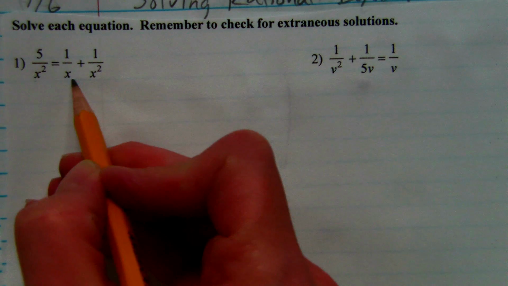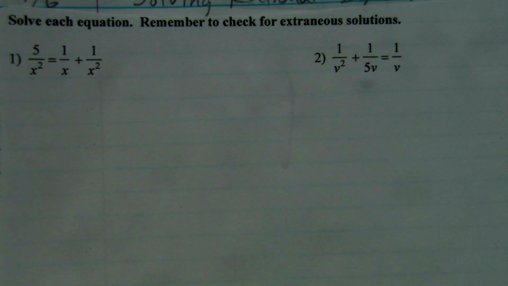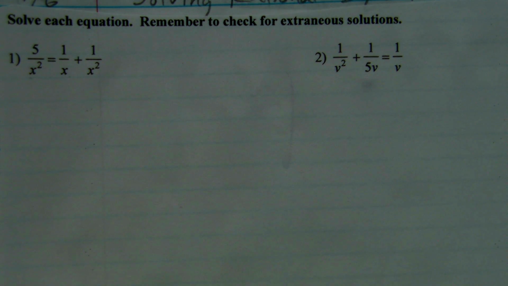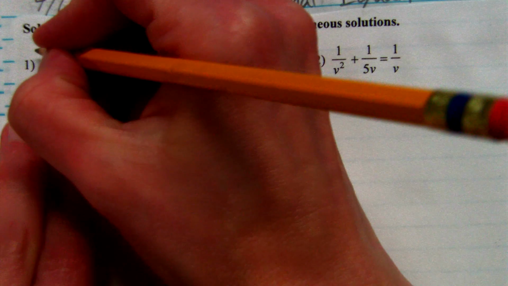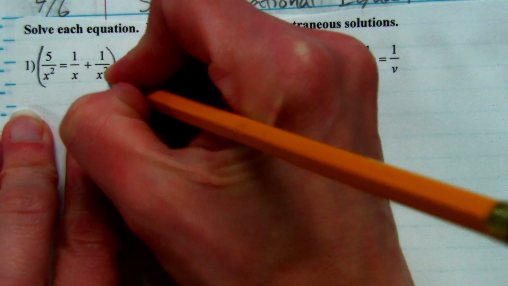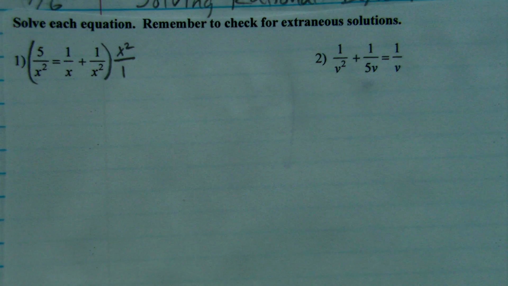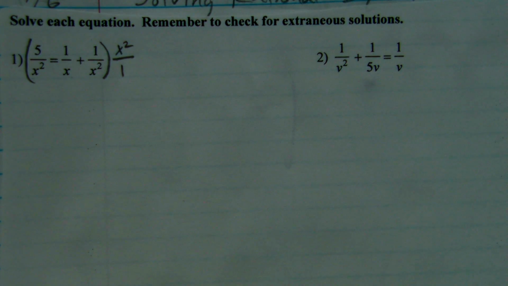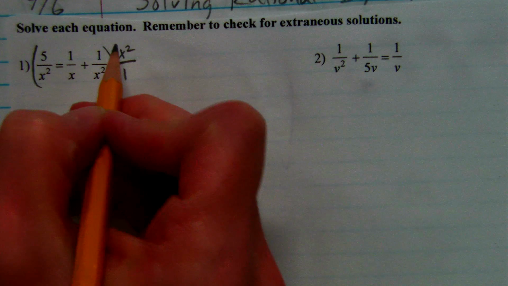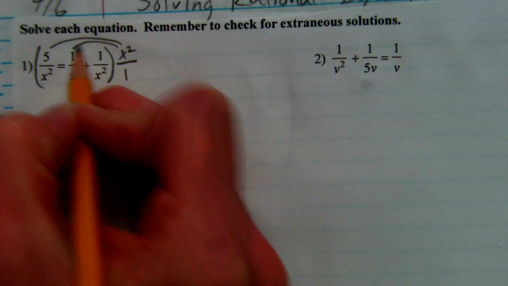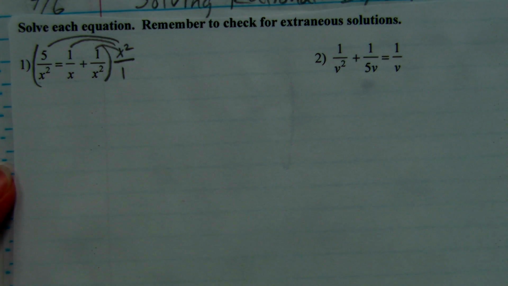So if we look, I've got x and I've got x squared. So we're wanting to cancel those out. We're going to go with the higher power. So I'm going to put the whole equation in parentheses, and I'm going to take it times x squared over 1. I don't need to change the denominators, just the numerators. And then we distribute that out to all of the fractions, and we rewrite it.